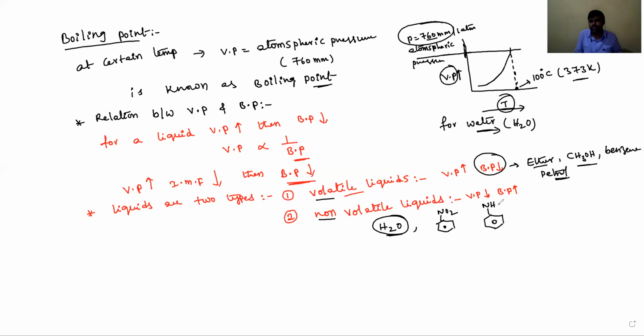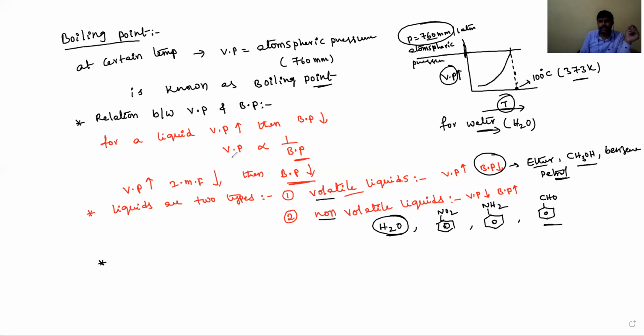A benzene ring having NH2 is called aniline. Having an NO2 group, it is called nitrobenzene. And benzaldehyde. These are non-volatile liquids. Their boiling points are more. Okay, students. Now, based on that, for example, solution and solvent.